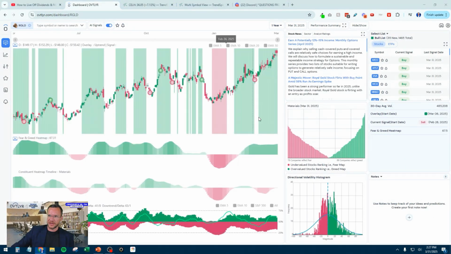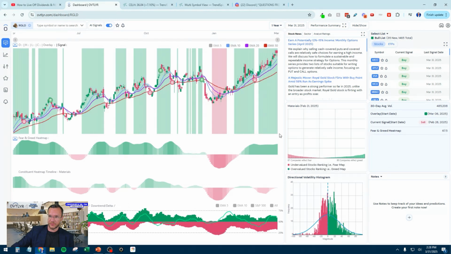Steve wants to look at RGLD. All right, so sitting on a sell signal right here. However, it definitely just kept on going, right? Kept on going after that sell signal came. You've definitely got a bullish trend.